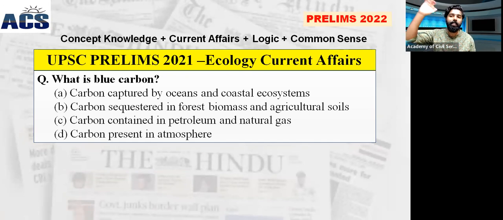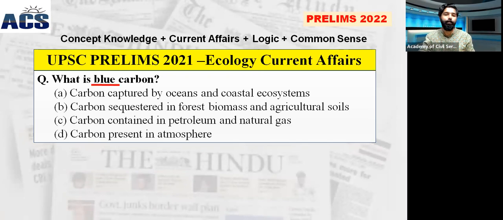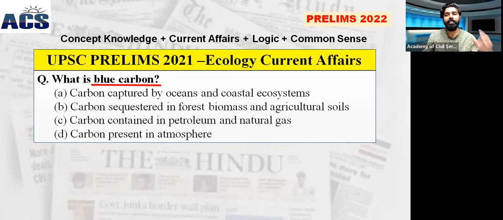How many of you are familiar with the concept of blue carbon? Around 20, 25 of you are familiar with blue carbon. Anyway, if you're not familiar with blue carbon, what can be referred to as blue? Can somebody suggest what can be referred to as blue? There are terms like blue economy. Yes, ocean, water, or even sky.